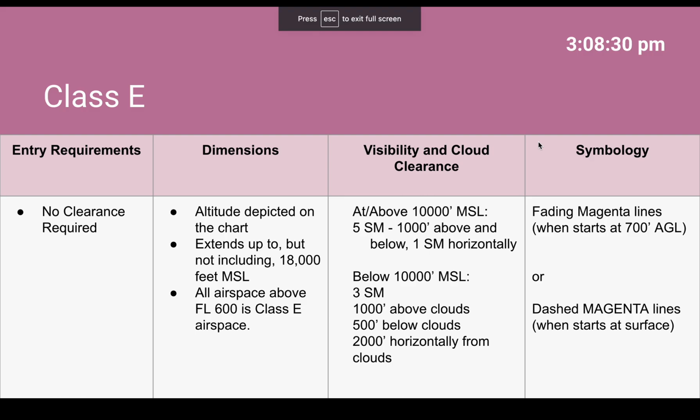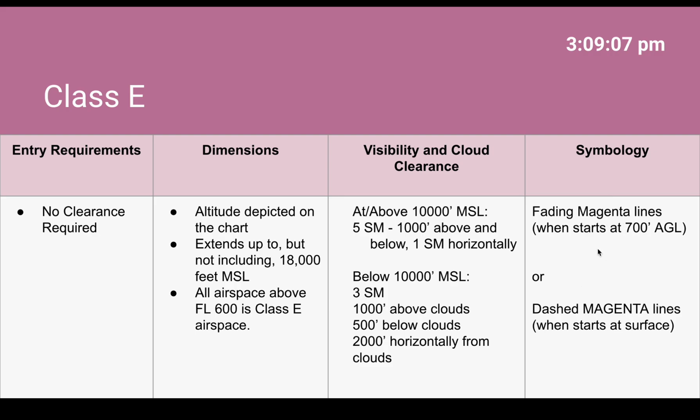Now here's where it gets complicated: the visibility and cloud clearance requirements. So at or above 10,000 feet MSL, you have to have 5 miles visibility. You have to stay 1,000 feet above and below, and 1 statute mile horizontally from the cloud. If you're below 10,000 feet MSL, you have the 3-152 rule. The reason is that when you're up high above 10,000, there are different speed requirements for aircraft, and they want you to be able to see further above 10,000 feet.